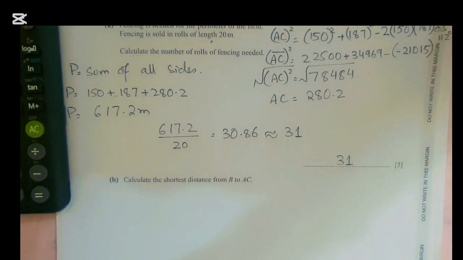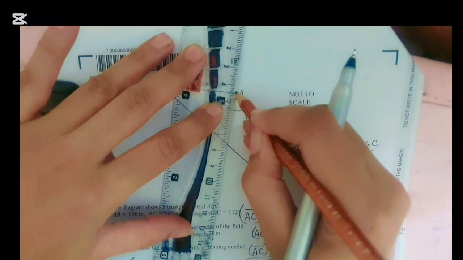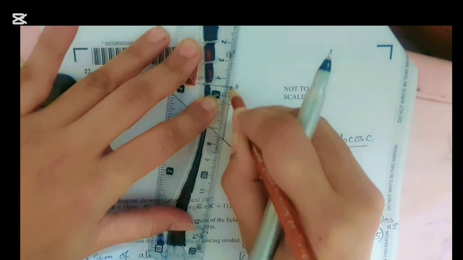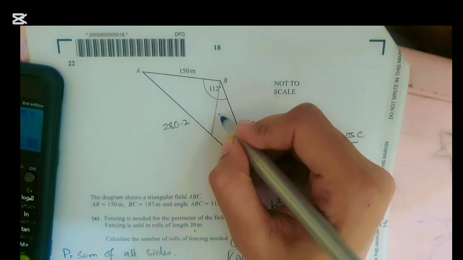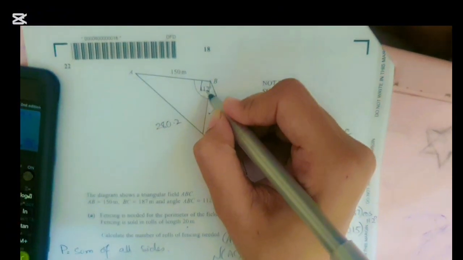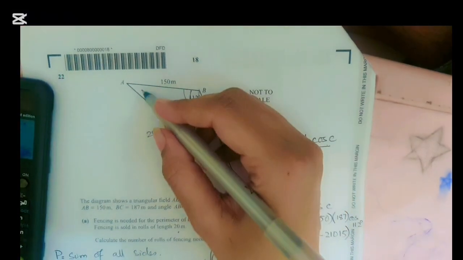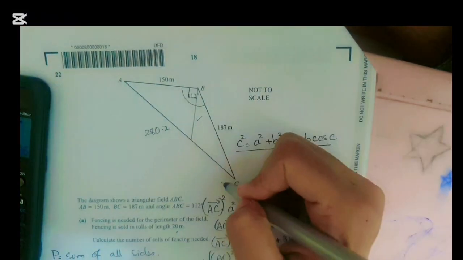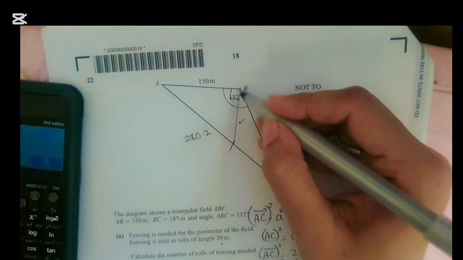Calculate the shortest distance from B to C. How can we get the shortest distance? Whenever we have this type of figure, we have to find the perpendicular distance. So this is our perpendicular distance. We have to find this distance because it makes an angle of 90 degrees if we make a perpendicular line. But we don't know this line, and we also don't know this line as well.